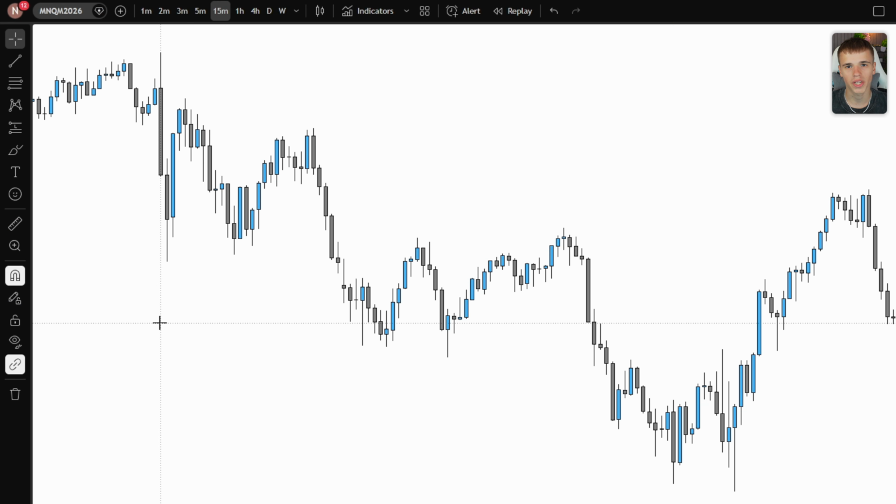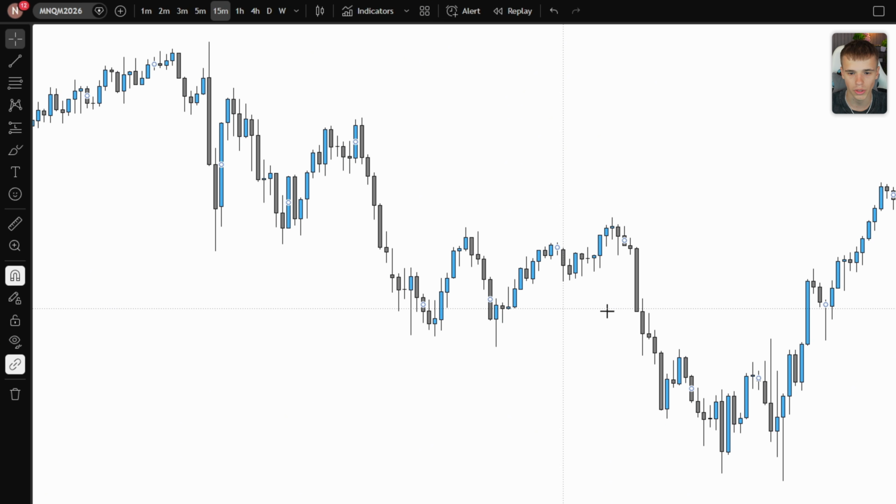Alright, so the first really important thing that we have to learn on the chart is to find the range highs and the range lows. And basically how we are going to do that is we are going to analyze where the market stopped making structure, for example, to the downside and started retracing.